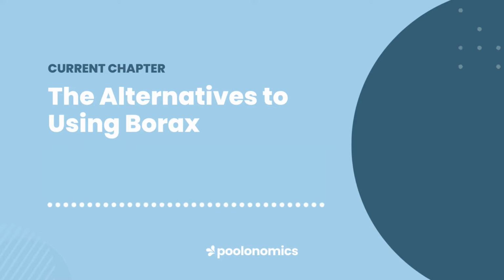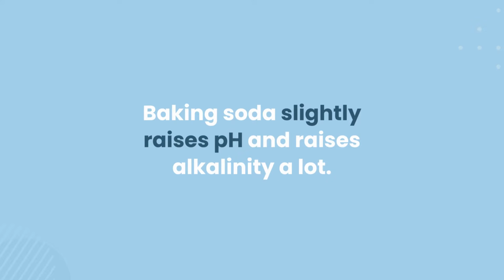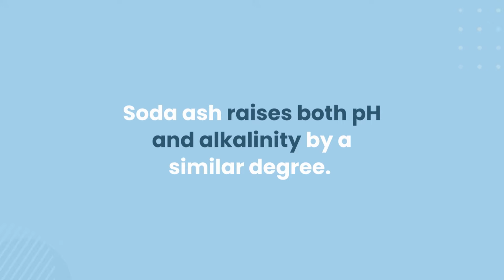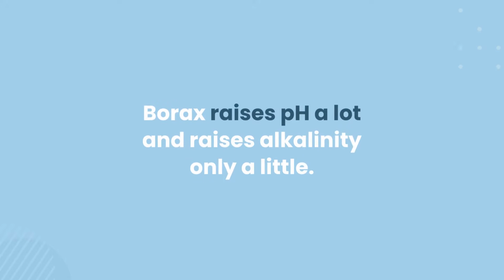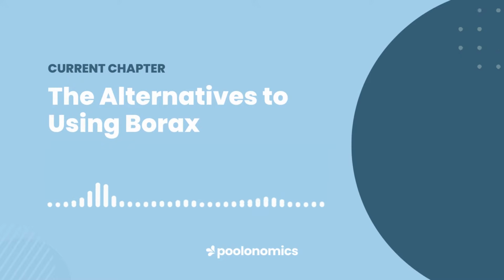As we touched on earlier, each substance will have varying effects on other areas of your water chemistry, most notably your total alkalinity. As a general overview, baking soda slightly raises pH and raises alkalinity a lot. Soda ash raises both pH and alkalinity by a similar degree, and borax raises pH a lot and raises alkalinity only a little. In most cases, borax will be the suitable choice because it gives you precise control that makes it easier to work with. However, in cases where your total alkalinity also needs a boost, soda ash or baking soda might allow you to kill two birds with one stone.